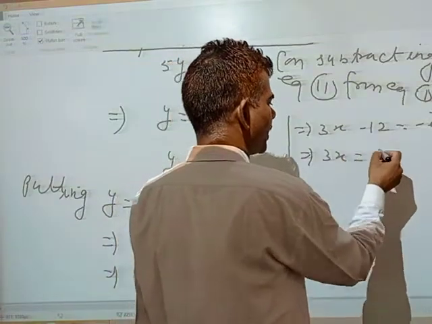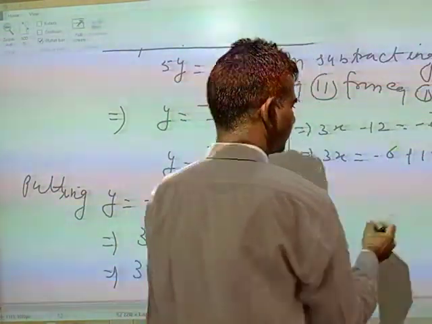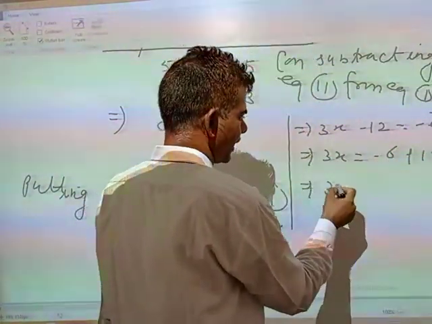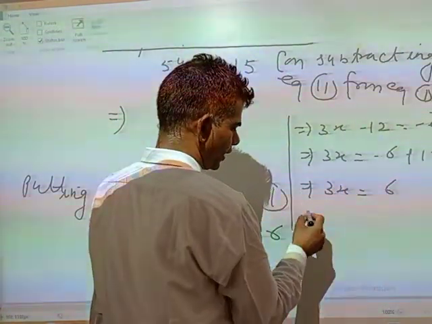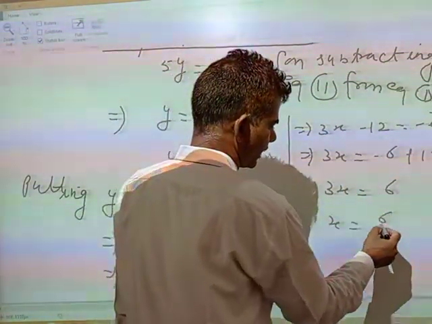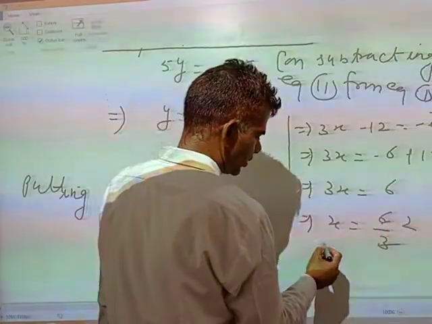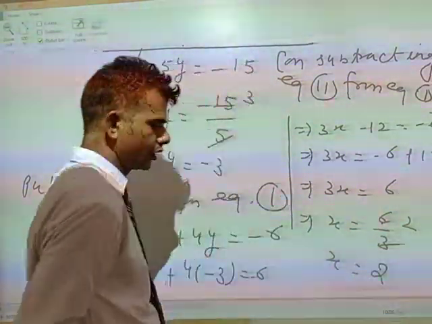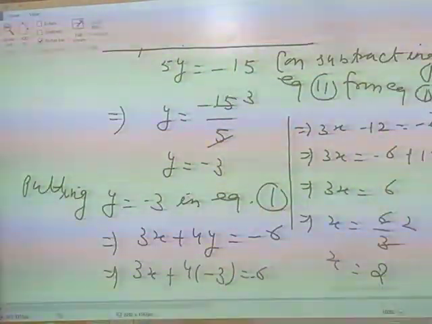3x is equal to minus 6 plus 12. 3x is equal to 6. X is equal to 6 by 3. X is equal to 2. Student, any doubt, any problems? No, sir.